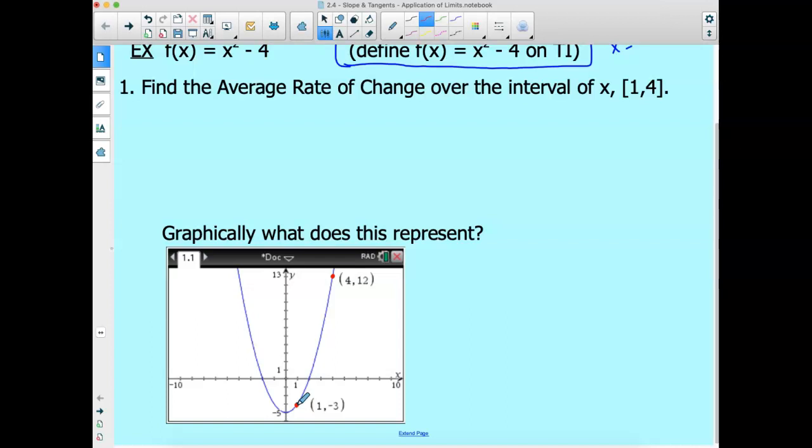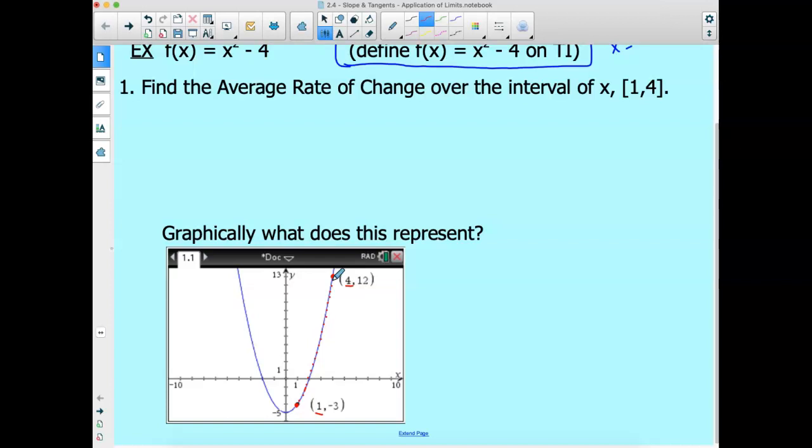So if I'm finding the average rate of change between 1 and 4, I'm finding all of these slopes, this infinite number of slopes, all the way up on that graph, beginning at x equals 1 to x equals 4. What I'm trying to do is add up the infinite, yes, I said infinite, number of slopes between x equals 1 and x equals 4, which is kind of impossible, isn't it? There's an infinite number of slopes between 1 and 4 because we can keep adding decimals.